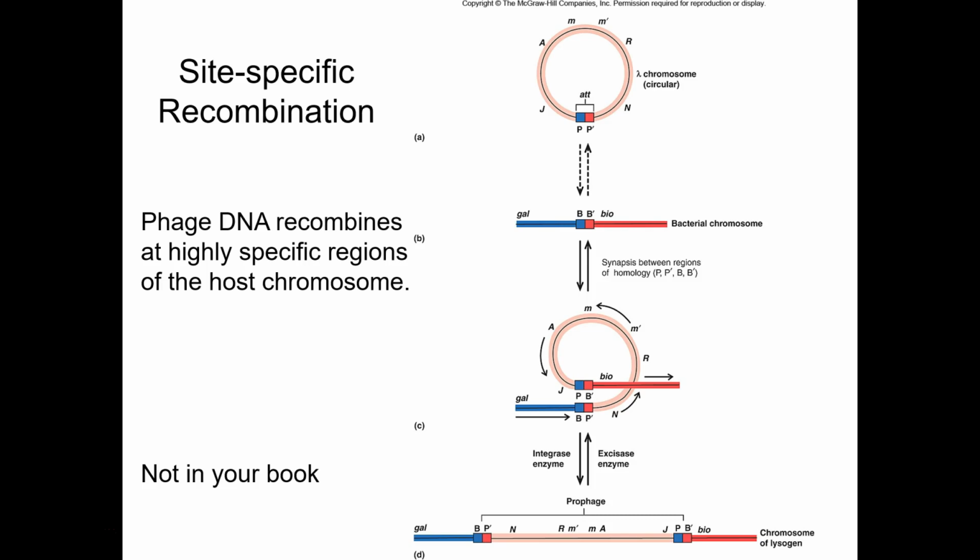All right, so the pink circle at the top, that is the chromosome, the genome of phage lambda, a virus known to infect E. coli. It's got a circular chromosome. Now, on its chromosome, it has these P sites, P and P prime. It's a little sequence of DNA. When phage lambda infects E. coli, it looks for E. coli's chromosome because on E. coli's chromosome, you've got these sequences called B and B prime.